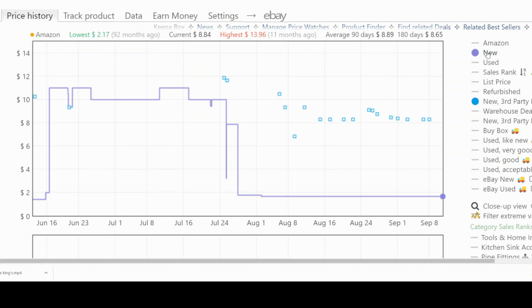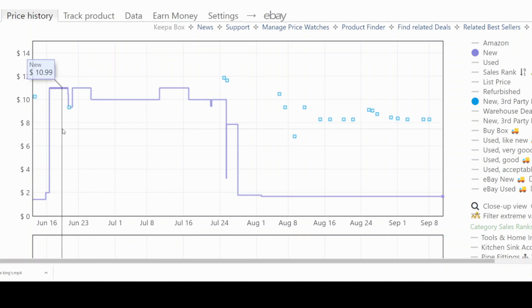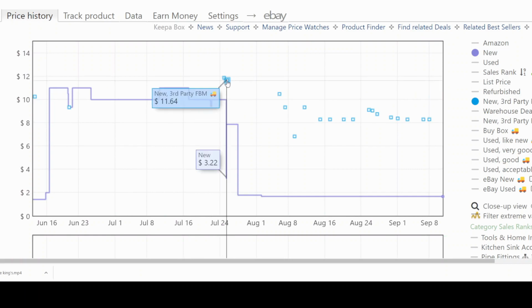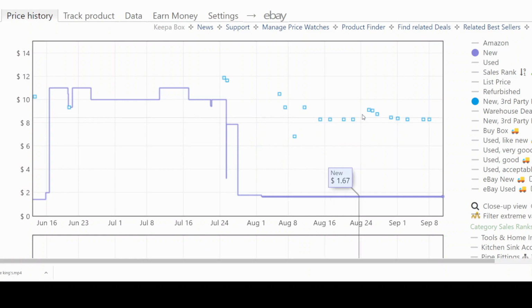New is the lowest new price by third-party seller or Amazon, shipping not included. This means that this is the lowest price offered. If it is Amazon or FBA, it is going to have the shipping included. If it is fulfilled by merchant, it will not have the shipping included. It will just show the sales price. So in this example over here, this is $10.99, $9.99, $10.99. These are offers that are the lowest price, but are most likely an Amazon offer or an FBA offer. And you can see with these squared offers here, these are the new third-party FBM offers, and these are the offers that are with shipping.